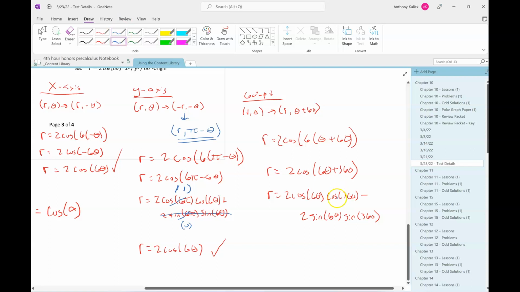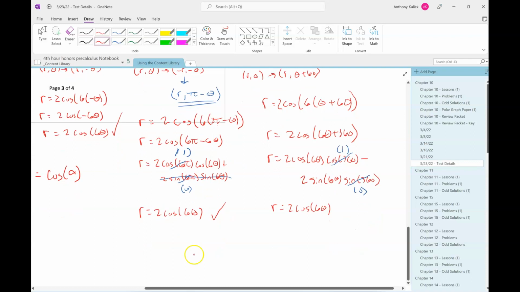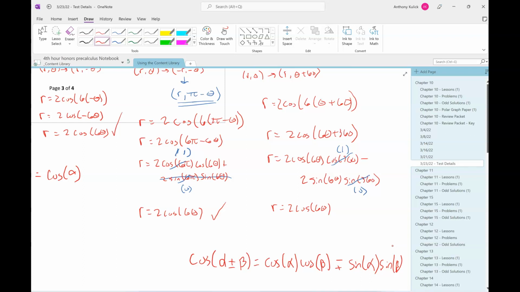What's cosine of 360? It's 1. Sine 360 is 0. That's the identity. Cosine alpha plus or minus beta is cosine alpha cosine beta minus plus sine alpha sine beta. So the symbol for the sum or difference of cosines flips in the identity. So if I have a plus here, I have a minus there.